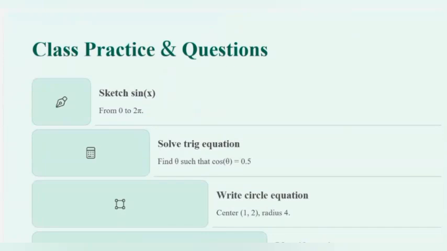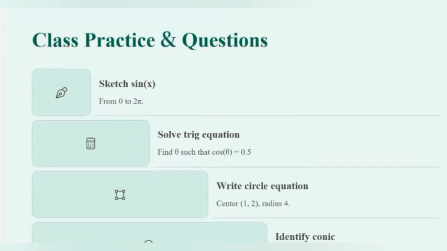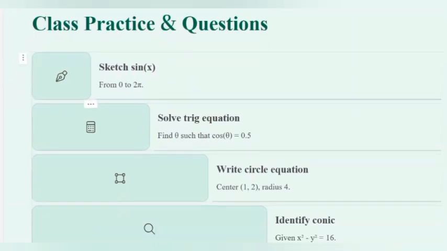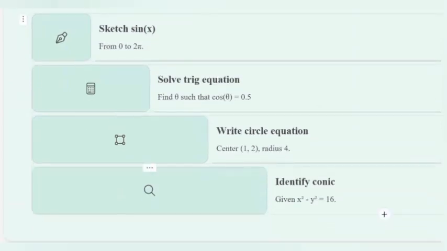So we have a few practice questions here that you can simply try out on your own. The first one is to sketch the function of sine x from 0 to 2 pi. Then solve the trig equation cos theta equals 0.5. A little hint: this will involve doing an inverse function, because now you don't have the angle, but you have the result, the output. So you normally apply the inverse trig function to find the angle. Then write the circle equation, giving the center as (1, 2) and the radius as 4, and then identify what conic section this is. They give you the equation and then you identify what conic section it is.